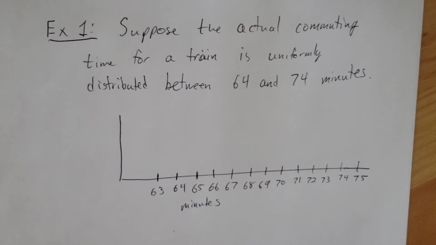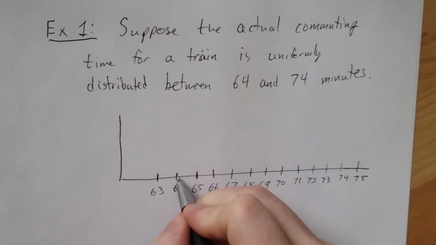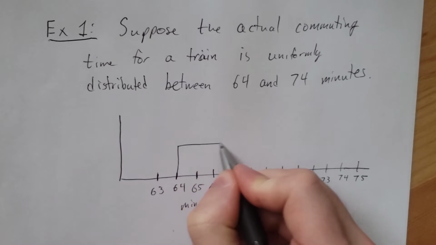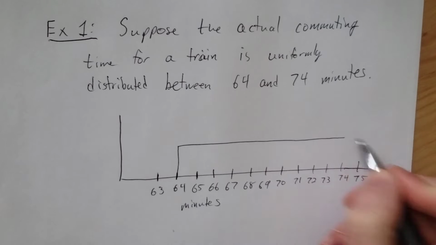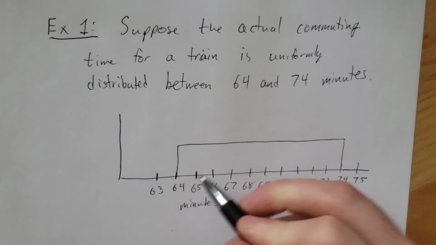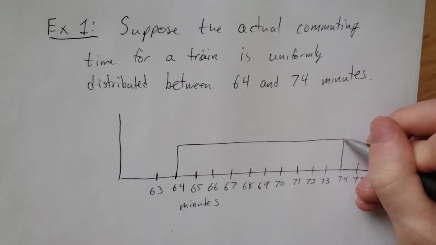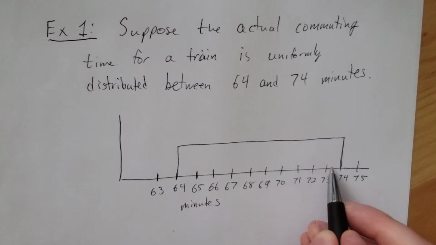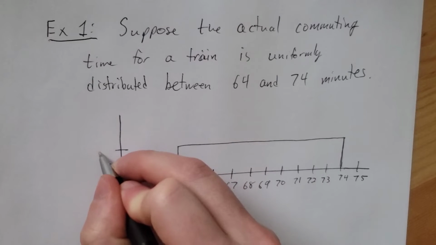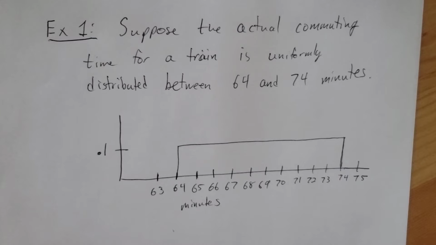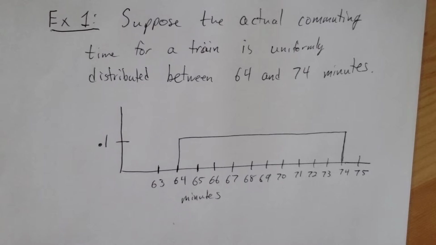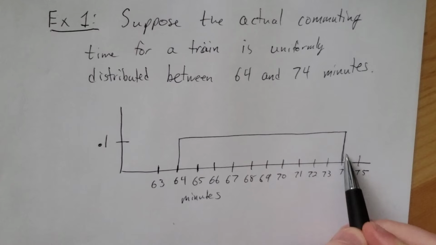Any kind of distribution must have a total area under the curve of 1. We have a uniform distribution, so it's also a rectangular shape because everything is equally likely along this interval. Our endpoints are 64 and 74, which gives us a length of 10. So our height must be 0.1 if we are going to have an area of 1 under this curve. So the total area here is 1, right? 10 times 0.1.